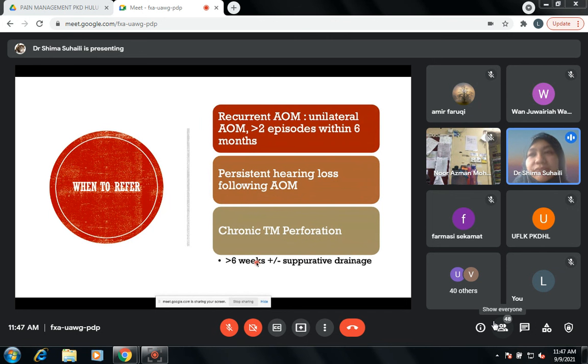Or a patient with persistent hearing loss following AOM. After the AOM has resolved, the patient still complains of hearing impairment. And lastly, a patient with chronic TM perforation. Usually the TM will heal spontaneously in less than 6 weeks. If more than 6 weeks, we should refer the patient to the ENT.